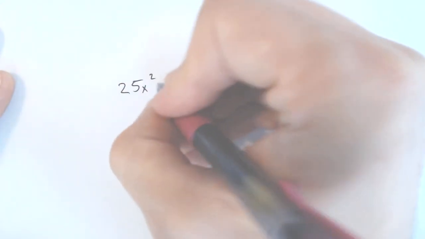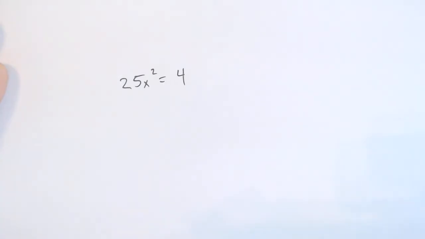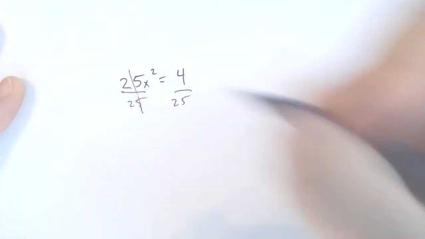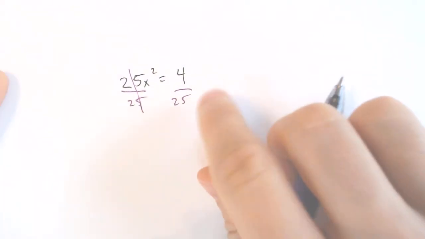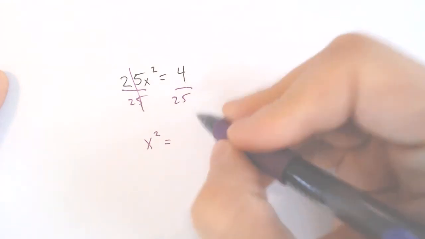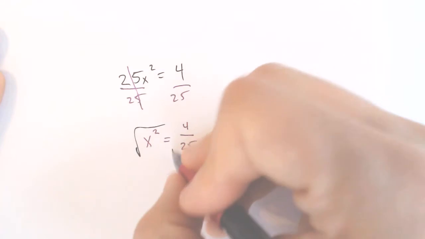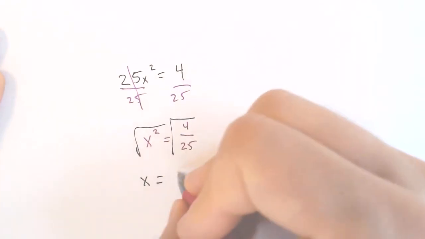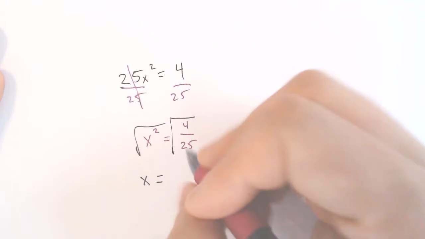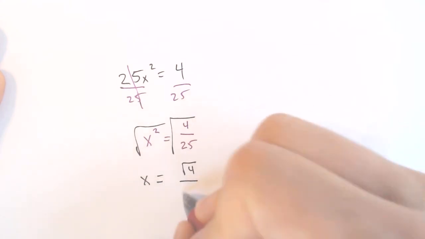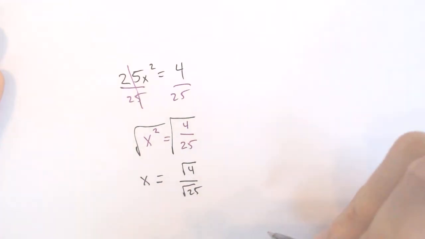So let's say we have something simple like 25x squared equals 4. Simple, right? Divide by 25, divide by 25. If this were to simplify, you might want to consider simplifying it. 4 over 25 does not simplify, though. Square root both sides, and then you end up with a predicament, but you're like, oh, how do I square root that? Well, you can square root the top and square root the bottom individually, and you can never, ever forget your plus or minus.